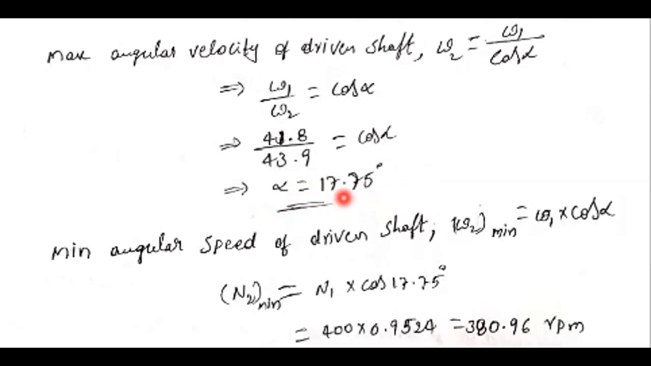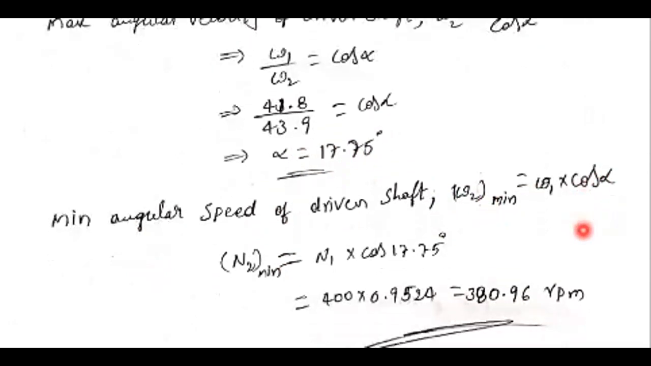Now the minimum angular speed. They also ask us to determine the minimum angular speed of the driven shaft. The formula for getting the minimum is omega 2 minimum equals omega 1 cos alpha.